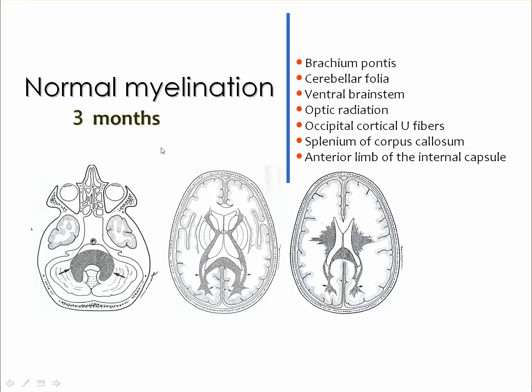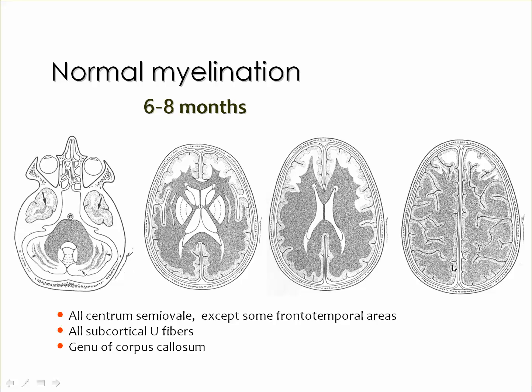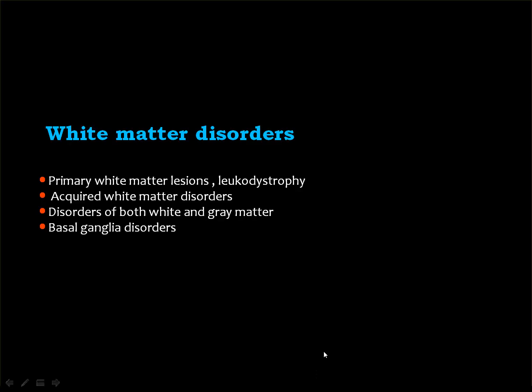Then by the age of 3 months, you get the cerebellar folia, the ventral aspect of the brain stem, the optic radiation, occipital cortical U fibers, the splenium of the corpus callosum, and the anterior limb of the internal capsule. By the age of 8 months, you get almost myelination of most of the white matter. And by the age of 2 years, you get full myelination of the white matter.